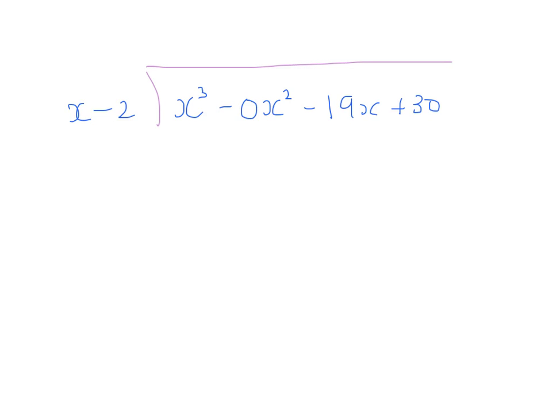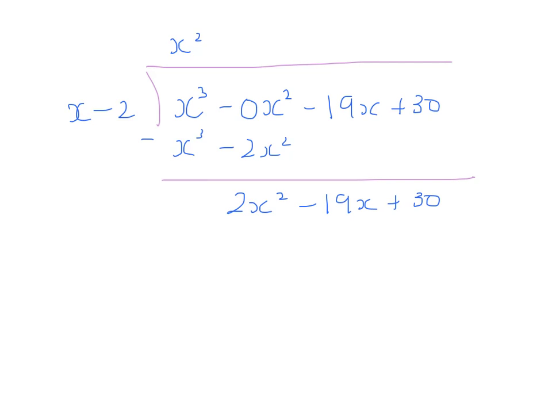And if we do the division, x into x cubed goes x squared. X squared times x is x cubed. X squared times minus 2 is minus 2x squared. Subtract. X cubed take away x cubed is nothing. 0 minus 2x squared will become positive 2x squared. Bring down the other two terms.